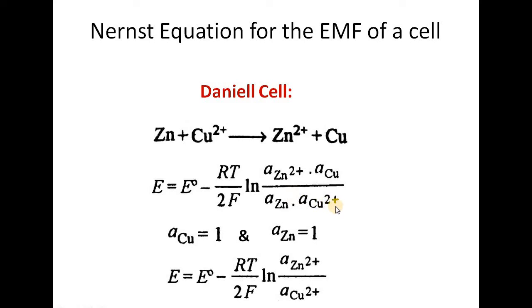Now we very well know that for pure solids the activity is equal to 1. So activity is always 1 for pure solids. So the activity of copper is equal to 1, and the activity of zinc is equal to 1. Putting this in the expression, we get the final expression E is equal to E naught minus RT by 2F log natural, activity of zinc 2 plus divided by activity of copper 2 plus.